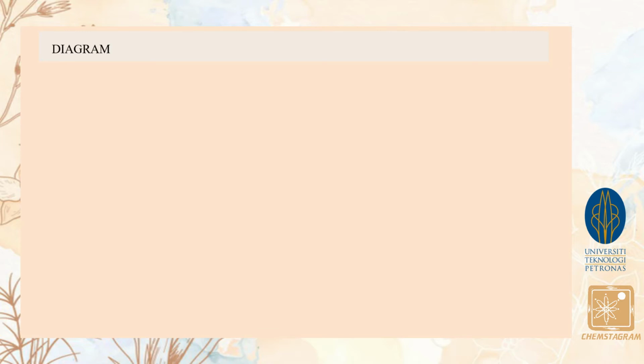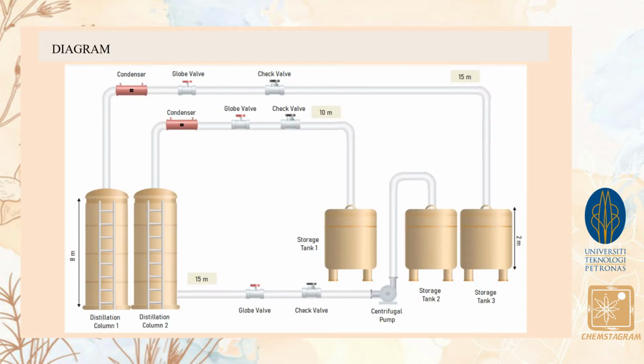A diagram is created according to the question. Based on the diagram from distillation column 1, benzene will come out as gas and flow into the condenser to change into liquid. It will then flow into storage tank 3. Xylene will come out from the bottom of distillation column 2 as liquid and will be pumped up to flow into storage tank 2. At the top, toluene will come out as gas and move through the condenser, changing it into liquid to be stored in storage tank 1.